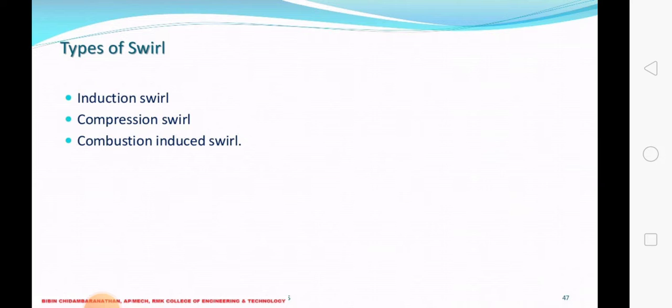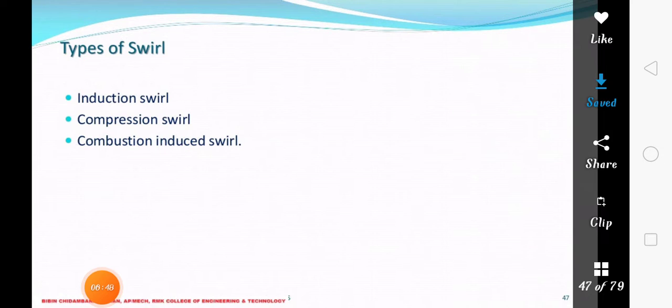And the third one, combustion induced: by use of the initial pressure rise due to partial combustion to create swirl turbulence. This is known as combustion induced swirl. We use this method in pre-combustion chambers or air cell chambers. We can use it in air cell chambers also.